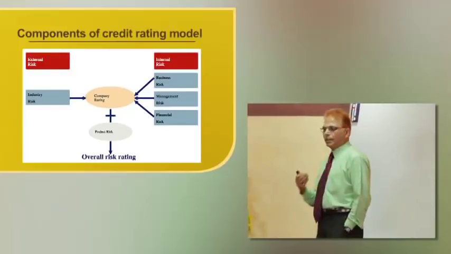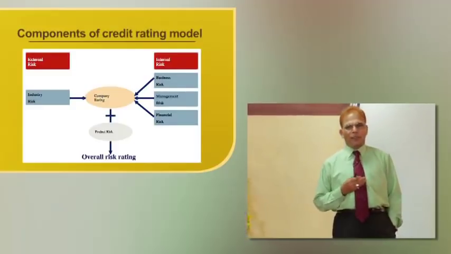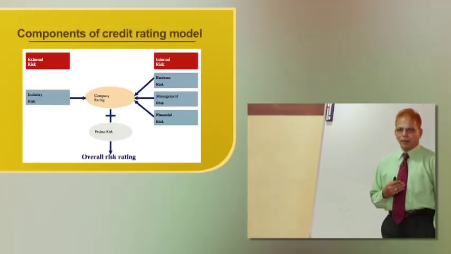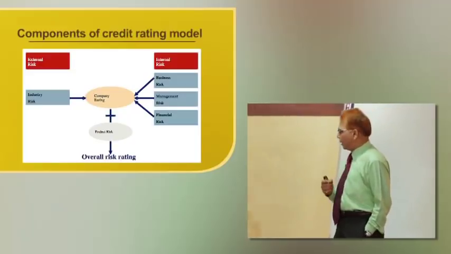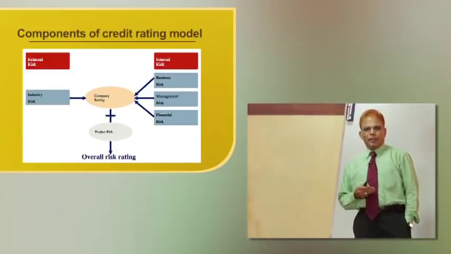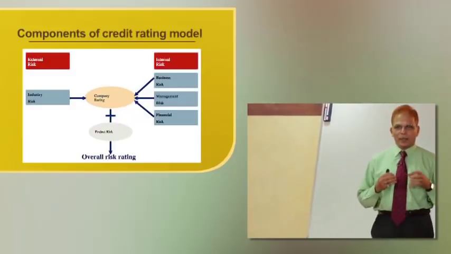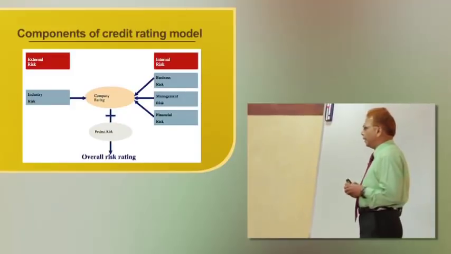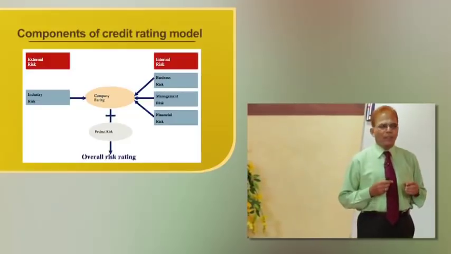So basically we assess external risk. External risk comes out of the industry risk in which the corporate belongs. And then the internal risk we have, which is specific or systemic only to the corporate: business risk, management risk, and financial risk. When you add these up, what you get is a company rating. Then if the company is doing a project, the project risk again needs to be identified.